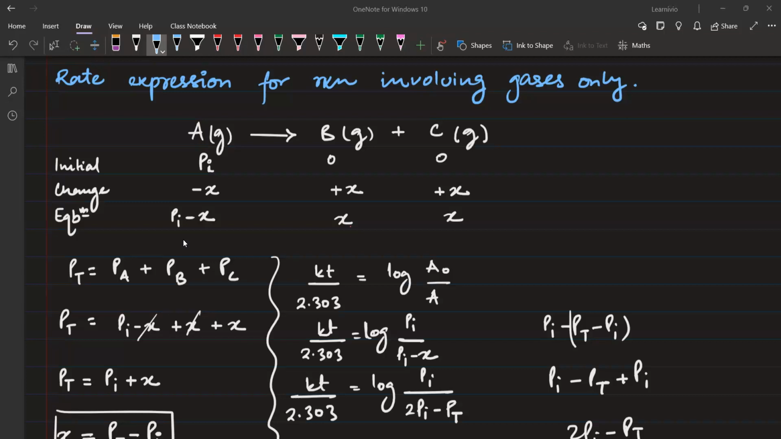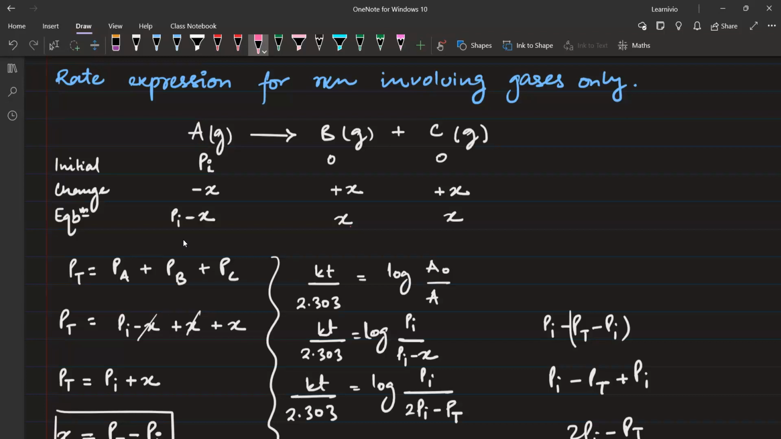जितना react किया होगा उतना B बनेगा और उतना ही C बनेगा. So you will get minus x, the A term, and the change for B will be plus x, and the change for C will be plus x. यहाँ पे समझ में आया? सुनो पीछे, are you guys with me? जी बताएं. Are you guys with me? Yes, sir.